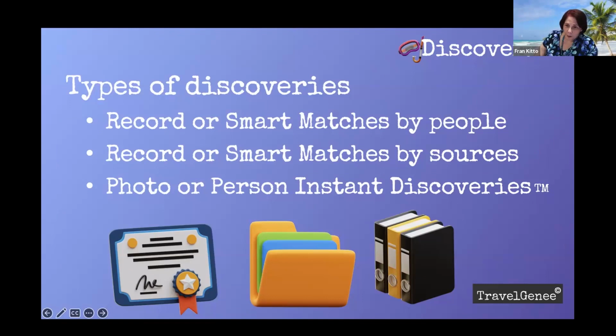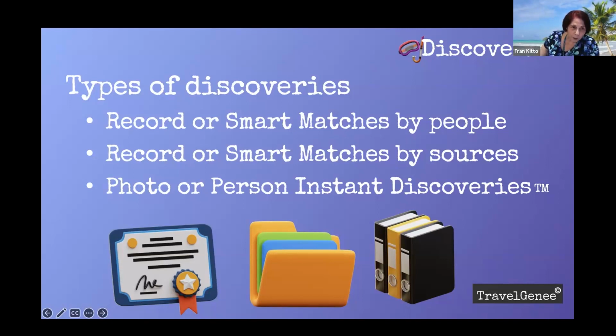So we've got record matches, and this is a bit you have to remember when you're using them. Record matches are where MyHeritage has searched its billions of historical records to match the information to people in your family tree. Smart matches are where the MyHeritage technology compares and matches people in your family tree to their database of millions of other family trees to help you discover more.